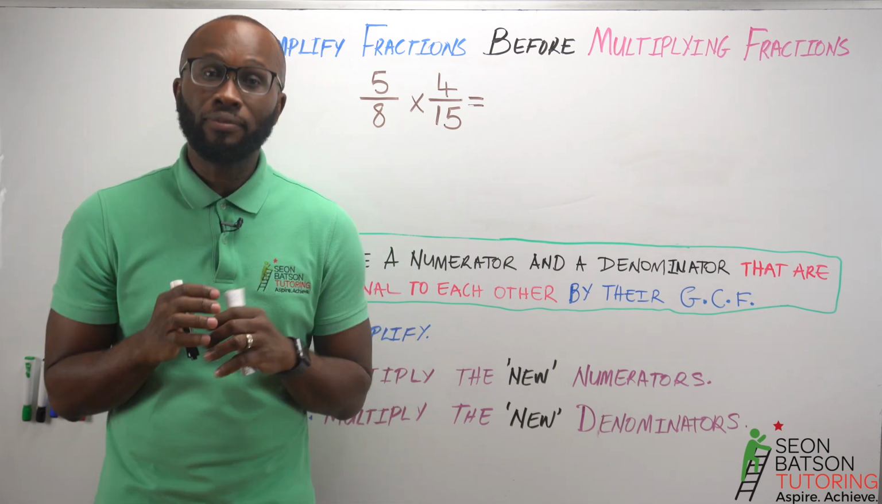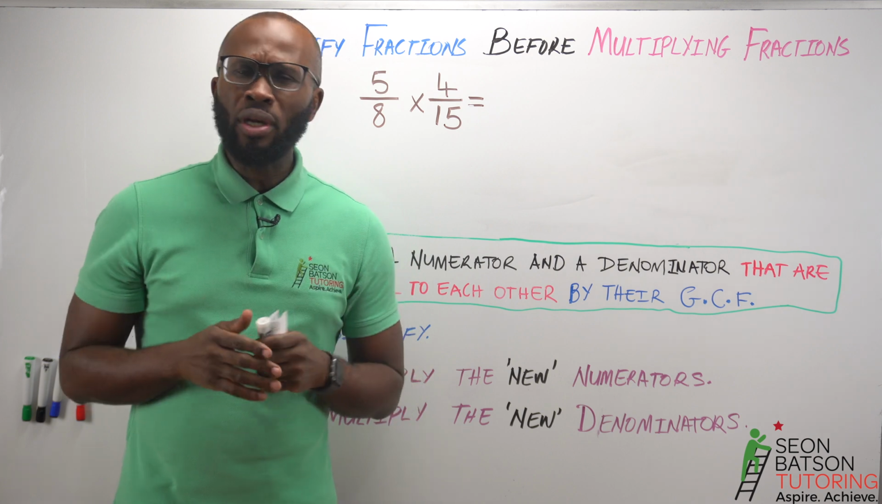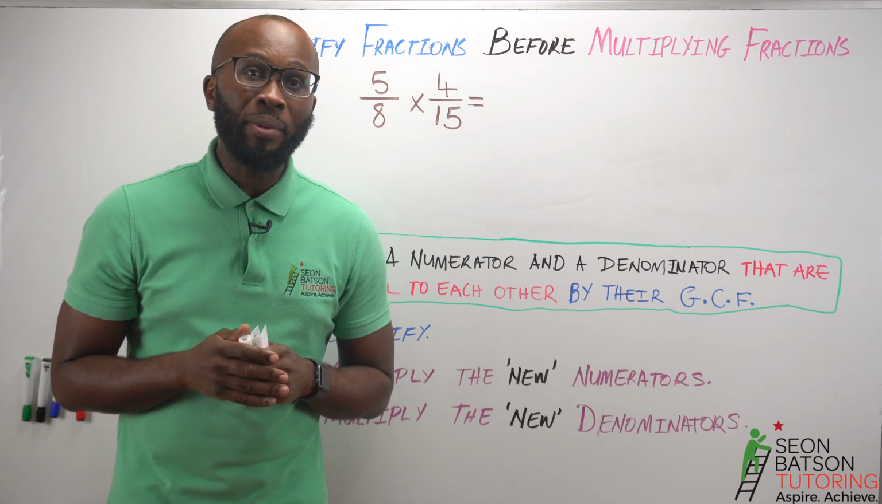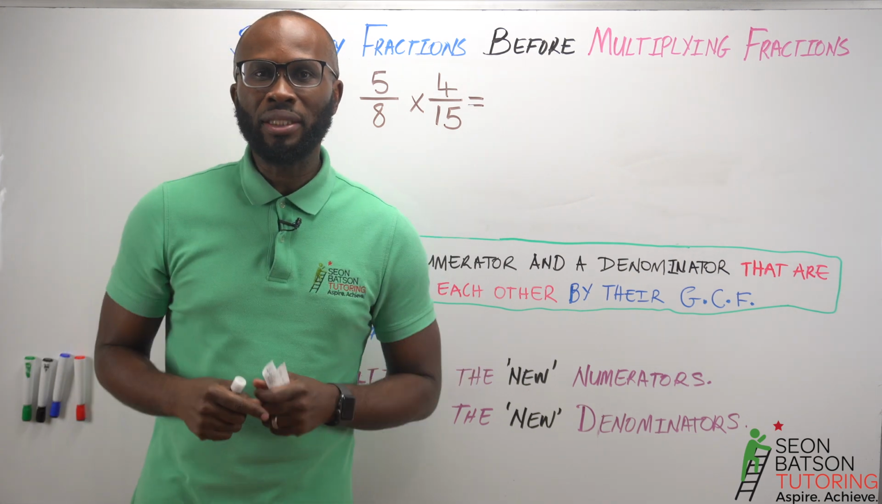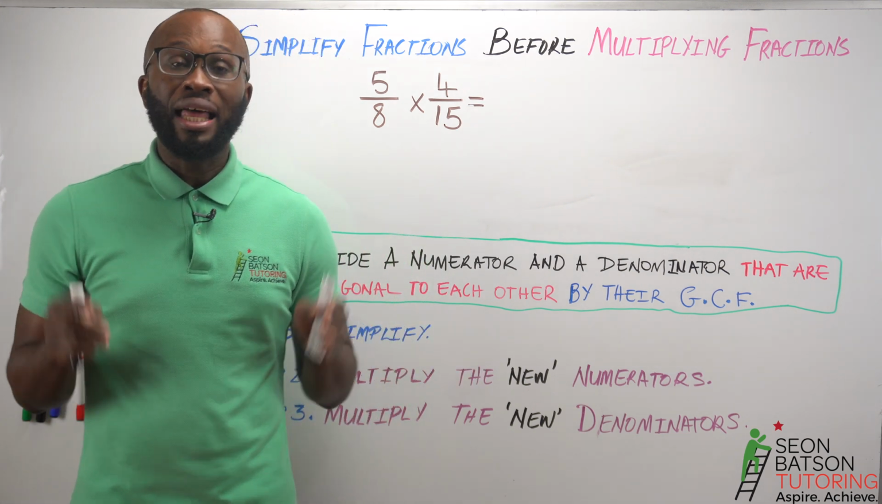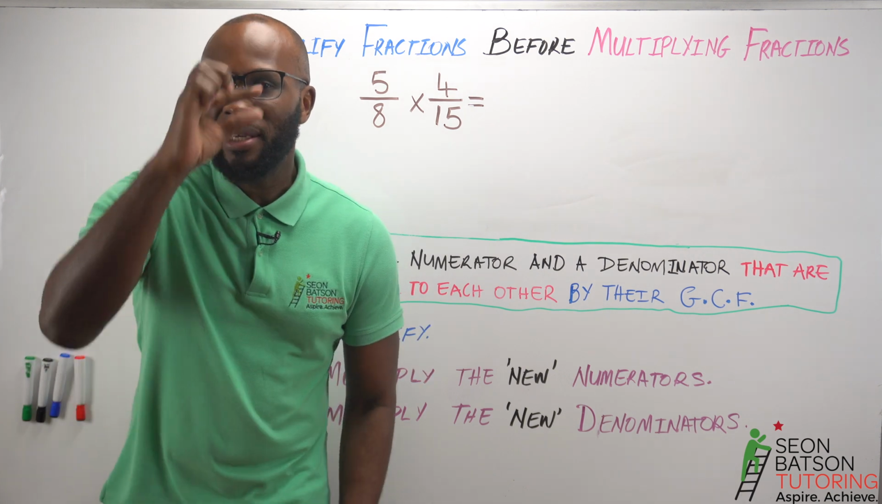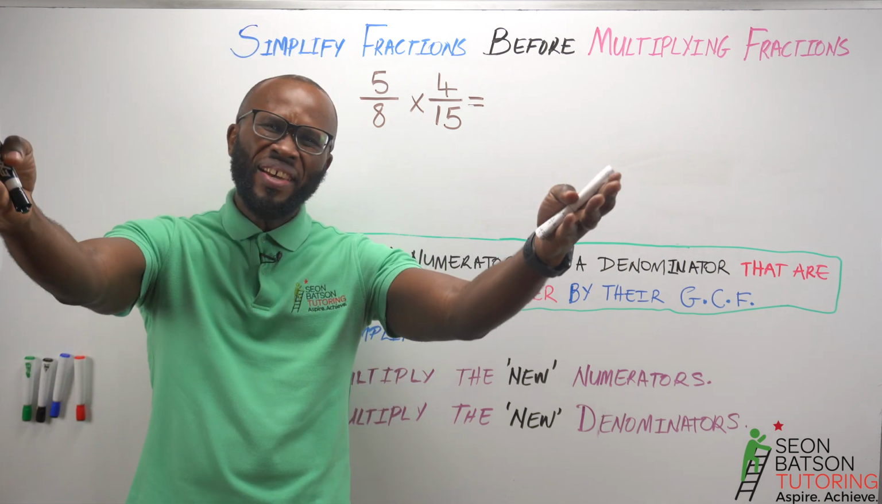You might be asking, why do I need to simplify the fractions before I multiply the fractions? Well, simplifying the fractions allows us to make the numerators and the denominators as small as possible before multiplying. And hey, life is much easier when multiplying small numbers. Yes? How are you feeling?